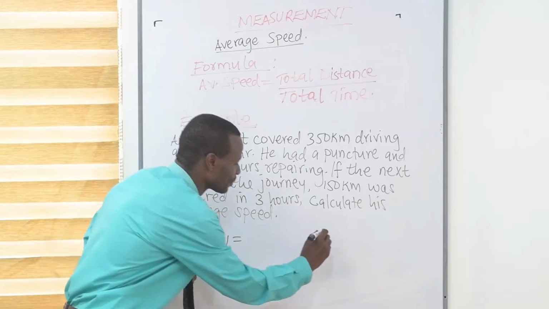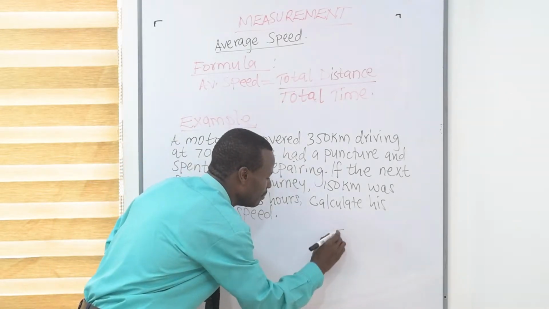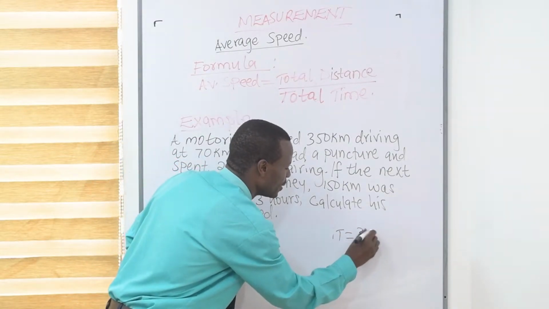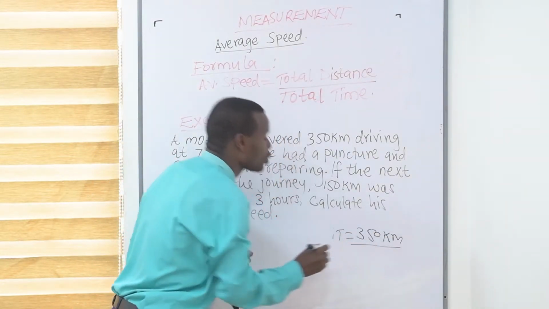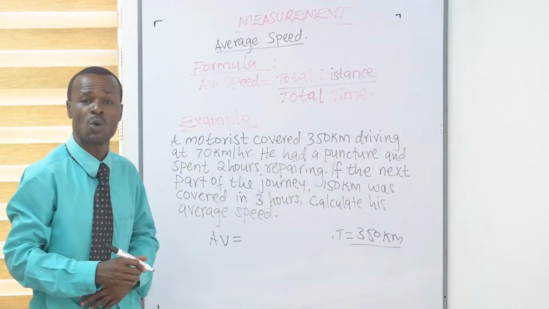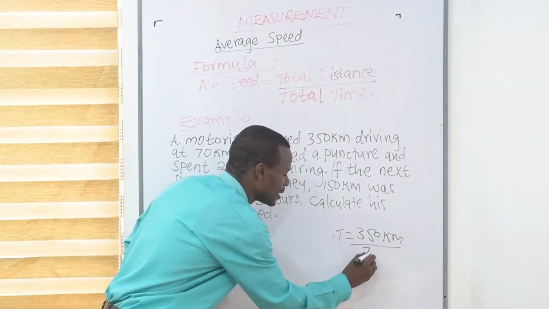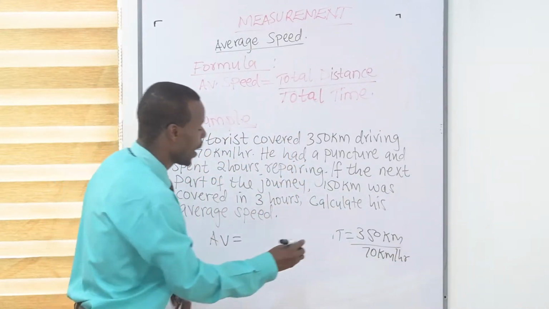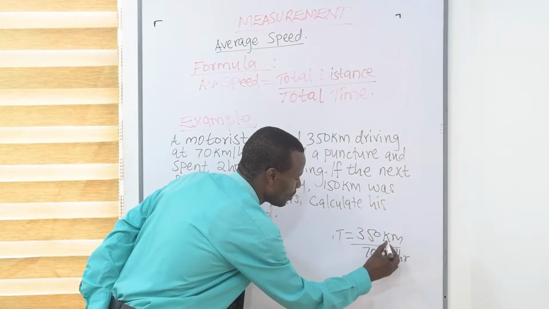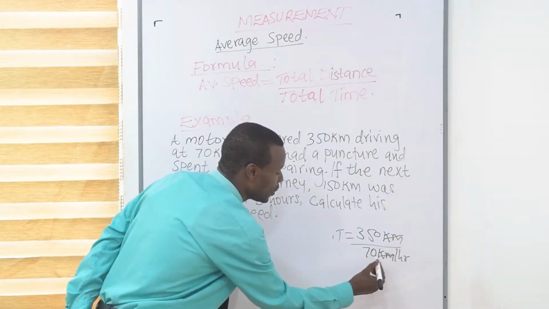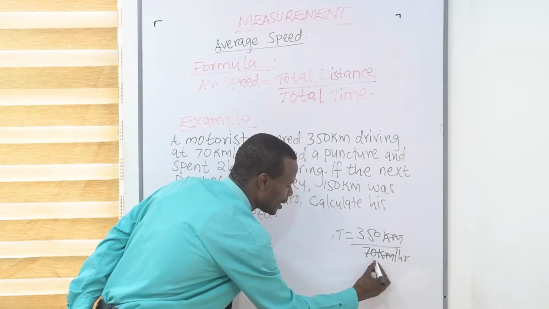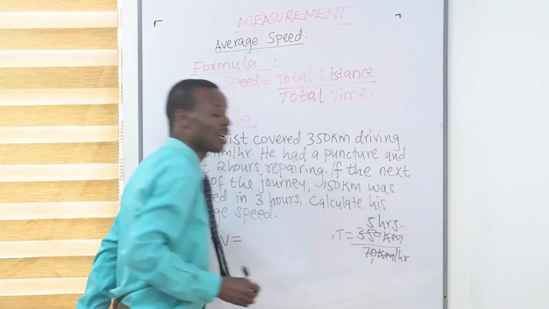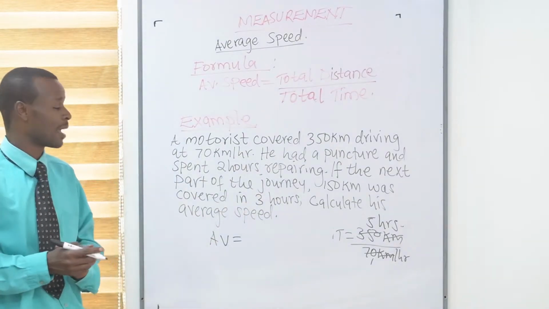So time equals to the distance covered, that is 350 kilometers, out of the speed at which he was driving, that is 70 kilometers per hour. And this will give us, if you cancel kilometers and kilometers, you'll remain with the time in hours, by 70, 5. So the first part of the journey takes 5 hours.